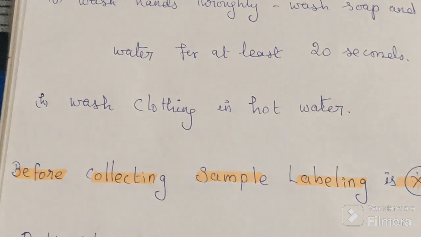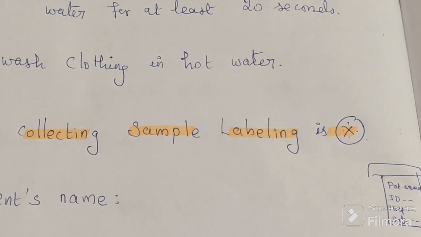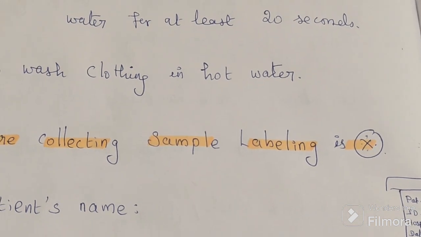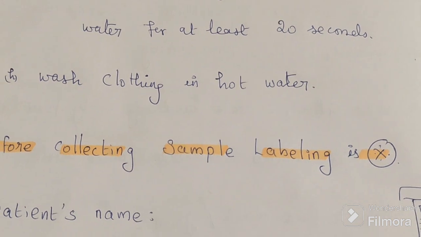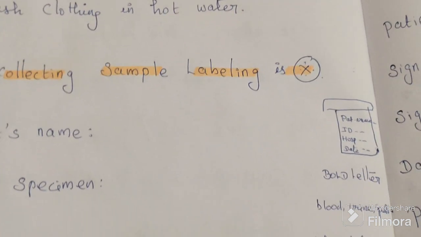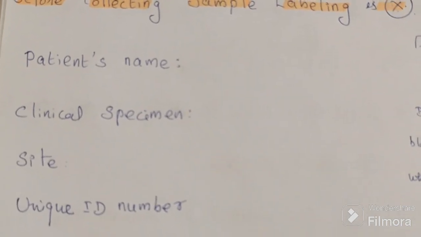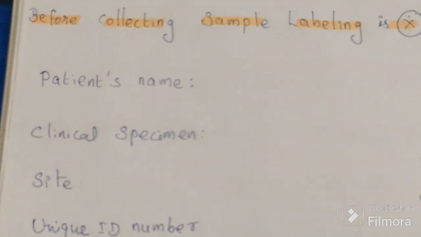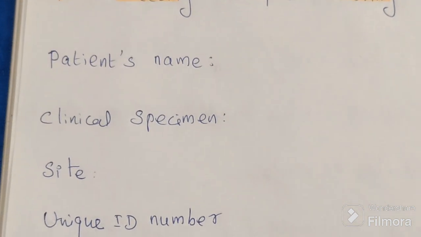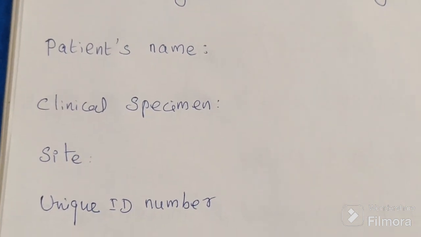Next, before collecting a sample, labeling is important. Without proper labeling, don't send any sample to the microbiology department. Coming to labeling, the container should have patient name, what type of clinical specimen, whether it may be blood sample, urine sample or pus sample, then the site where we took that sample, whether left hand side, right hand side, like that.